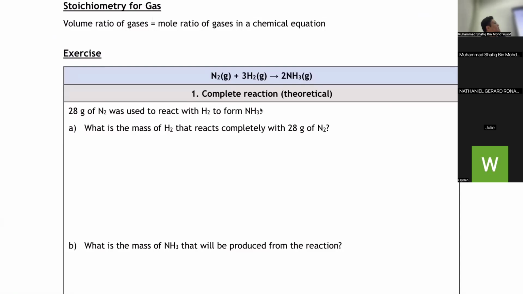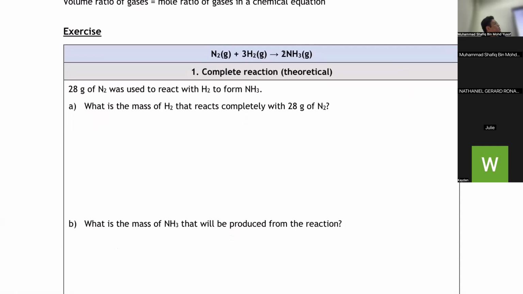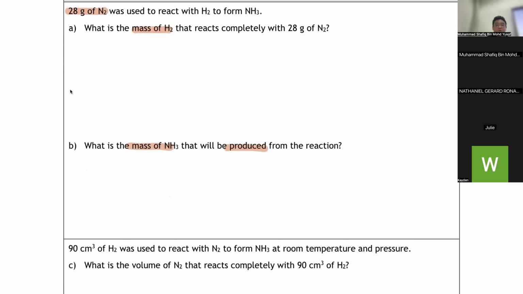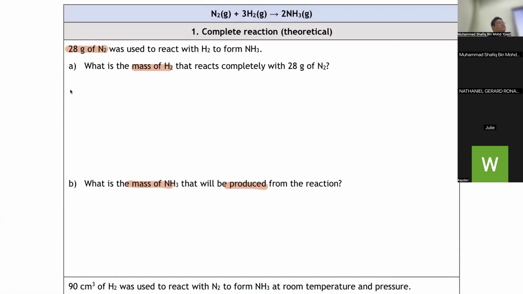Now, let's take a look at this question here. I have given you the equation: nitrogen plus hydrogen become ammonia. And here, everyone please say, I start with 28 grams of nitrogen during the reaction. So there are 2 questions to this. They ask you, what is the mass of hydrogen required? And second one, what is the mass of ammonia produced from the reaction? You all know, page 6 of the notes.